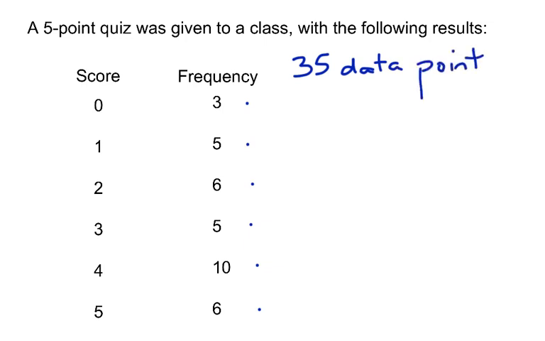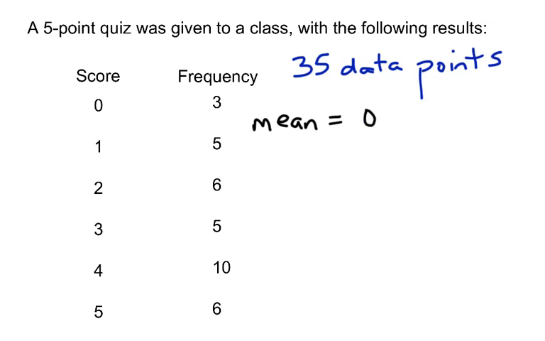So when we go to find the mean and the median, and even the mode, we need to keep in mind that there are 35 data points, not 6. To begin with, let's go ahead and find the mean. Now remember, the mean is what we get if we add up all the data points and divide by the number of data points. So when looking for the mean, we're going to need the sum of all the data points and then to divide that by 35.